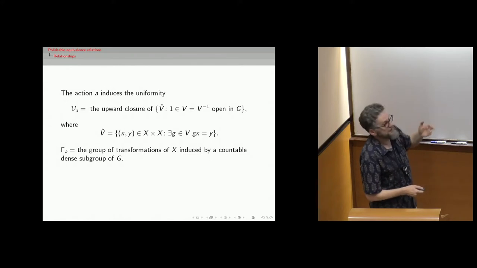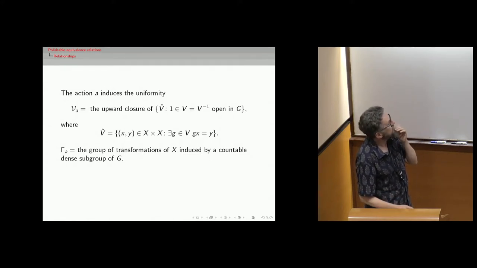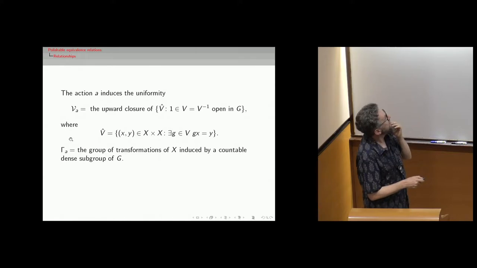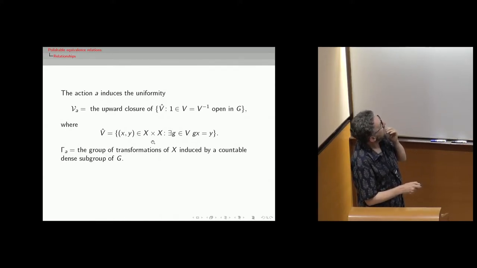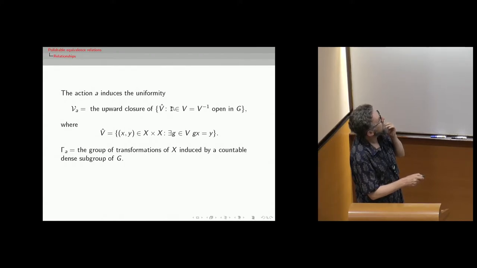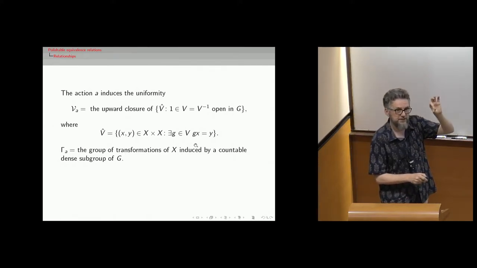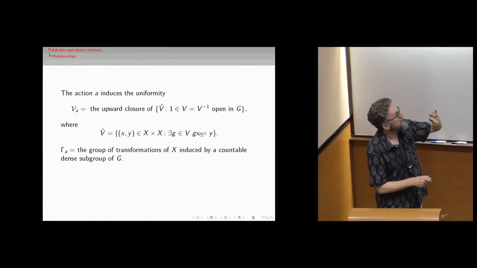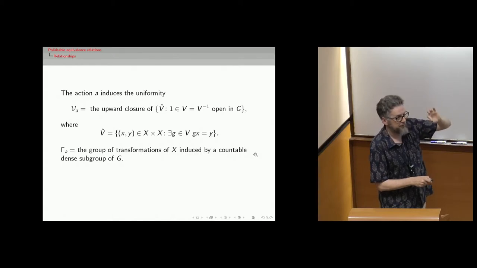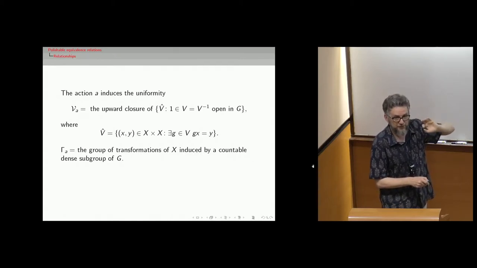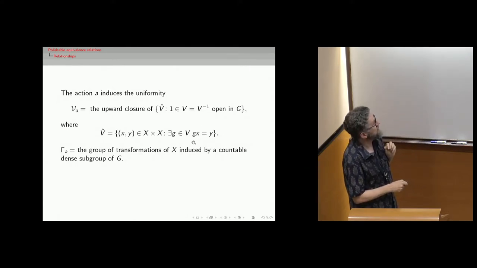Okay, so what is the uniformity? If you just sit for a moment, you would guess that this should be the right thing. Let's look at this V hat. I look at a symmetric neighborhood of the identity, so this is in the group. And I look at pairs of points x, y in the space such that x is moved to y by an element of this neighborhood of the identity. So this set is symmetric because if gx is y, then x is equal to g to the negative 1 applied to y, and g to the minus 1 is also in V because V is symmetric. So that's a symmetric neighborhood. It contains the diagonal because the identity is in V.